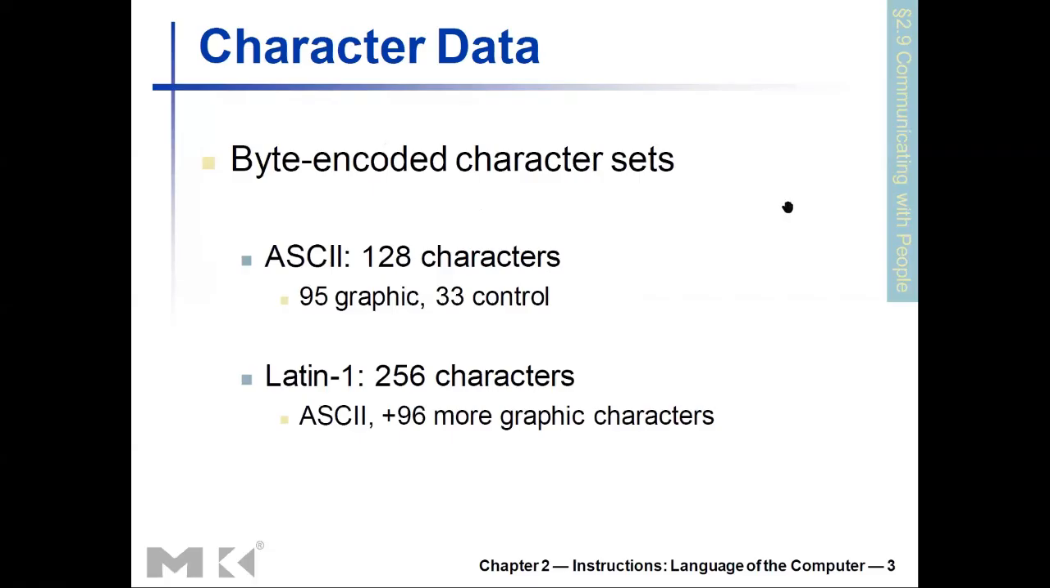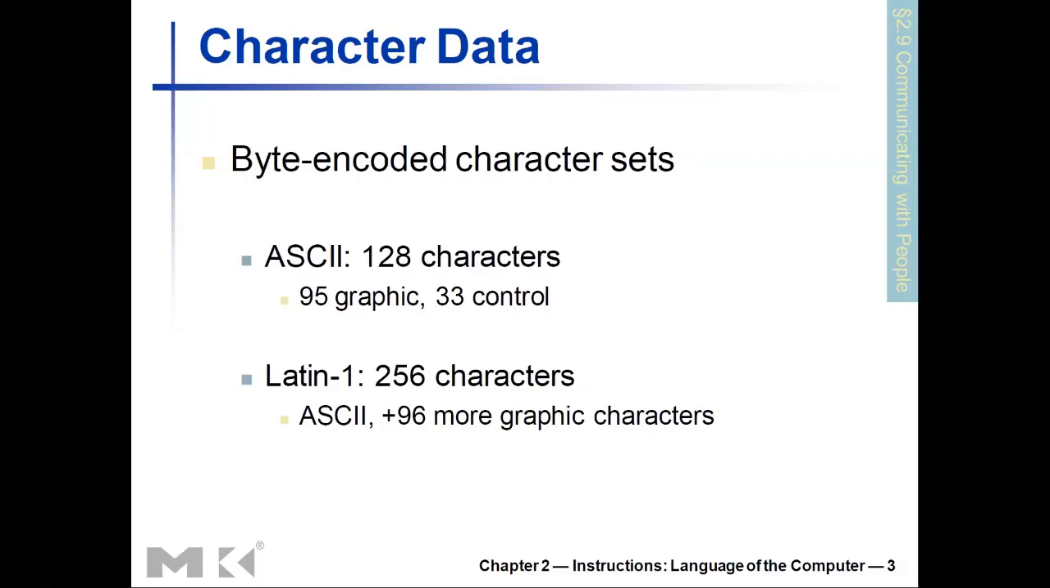And first we'll have to see what this character data is. There are byte encoded character sets which are used to handle character data, that is, things like strings. Inside strings you need to have characters A, B, C, D, things like that. These things at the end of the day have to be converted into something the computer can understand. That something is binary.